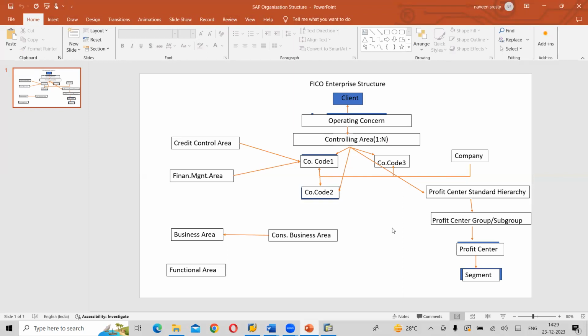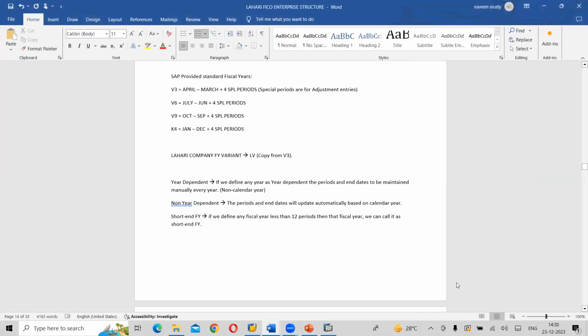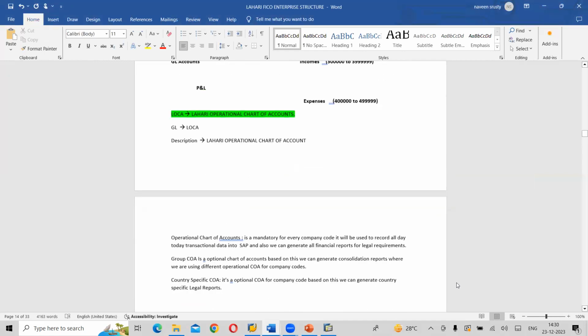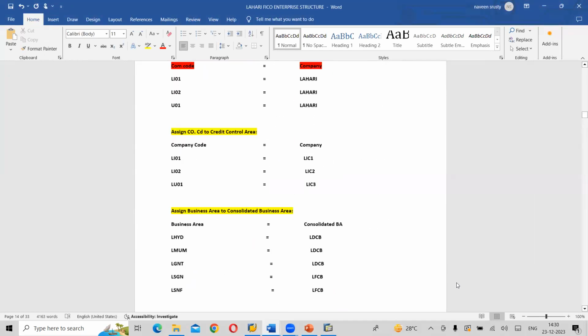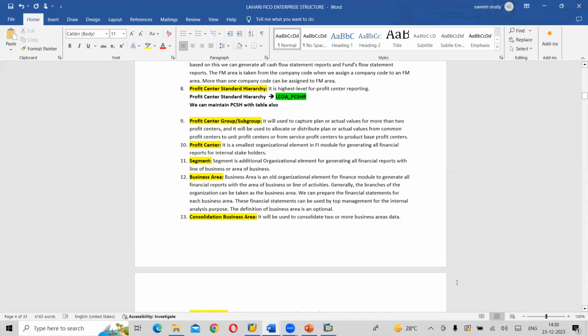So whenever the end user enters, they will give the business amount, GL account, amount, business area, and profit center. And automatically in the report, the segment will get picked. Whatever I have addressed. Okay. Any questions here? Any questions? Okay. Nothing from my end.